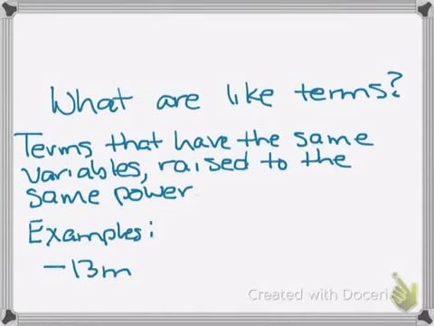Negative 13m, we're paying attention to the variable. So the variable is m and it's raised to the first power. 2/5 m has a variable m raised to the first power. Negative m has the variable m raised to the first power. And 38m has m raised to the first power. It has to do with the variables, not the coefficient.